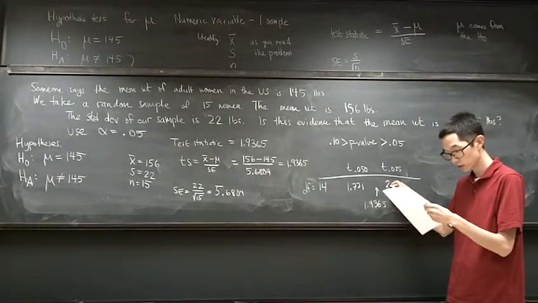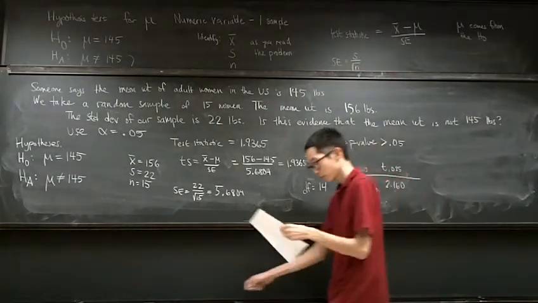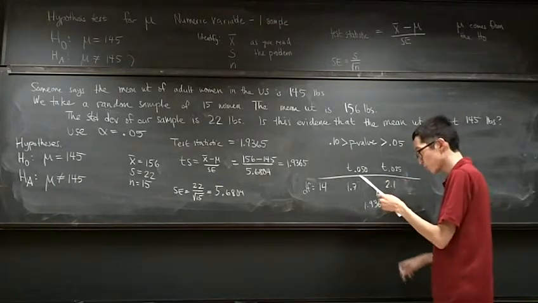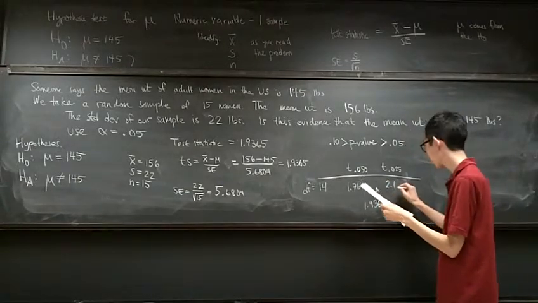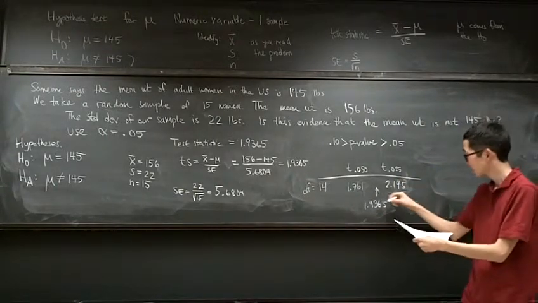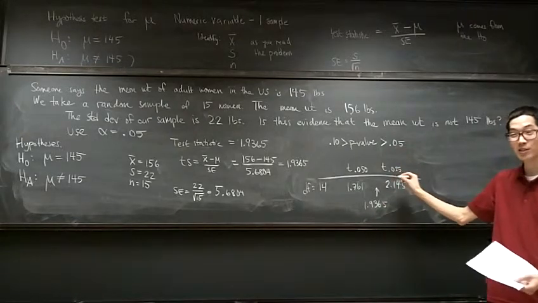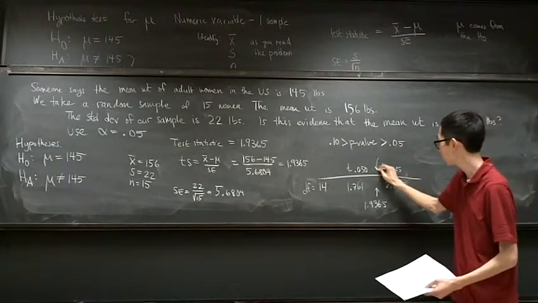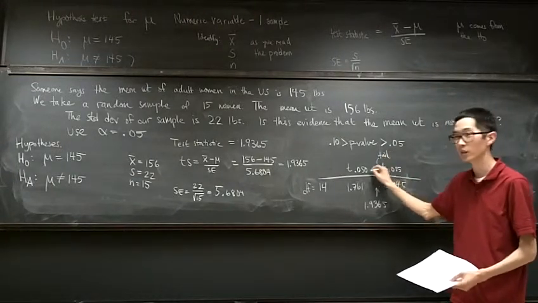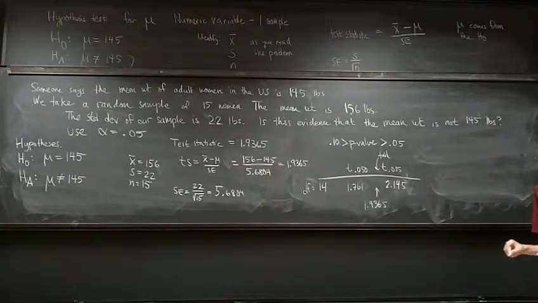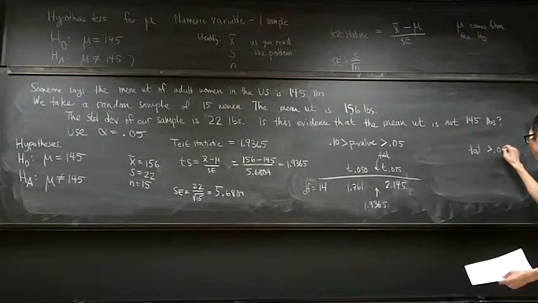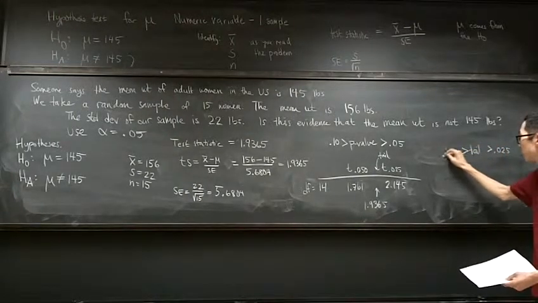That's 13. Is that 13? Oh yeah, okay. That's good. 1.761 and 2.145. So yeah, sometimes I make mistakes like that, but our thing still works out, okay? And so I know that my test statistic is in between these two numbers, so my tail is in between these two numbers. So my tail is going to be more than 0.025, but less than 0.05.